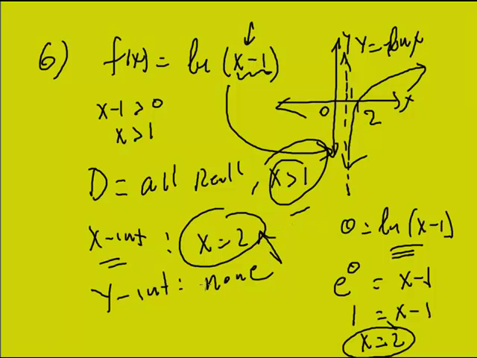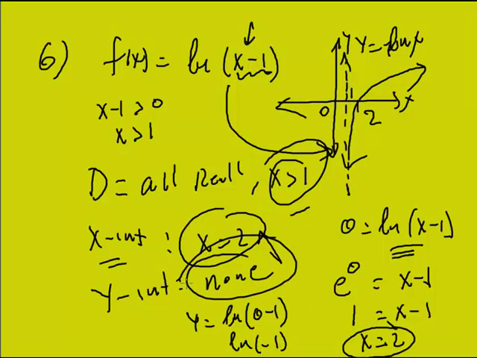Alright, what about the y-intercept? I turn x into 0. Y is equal to ln of 0 minus 1. Can I take a logarithm of a negative number? Nope. That's why I get none.